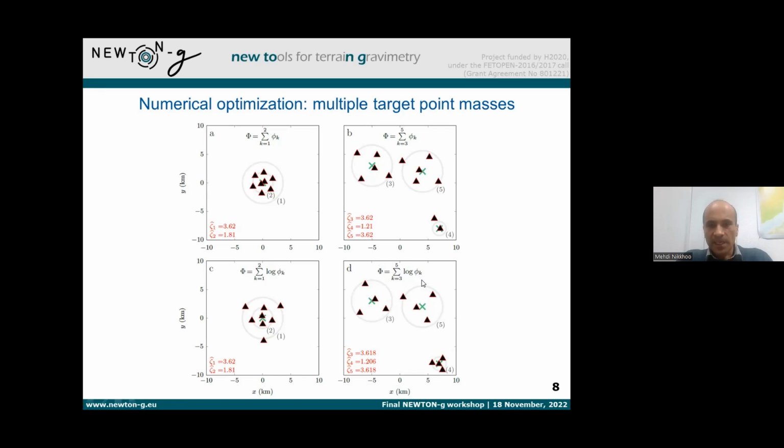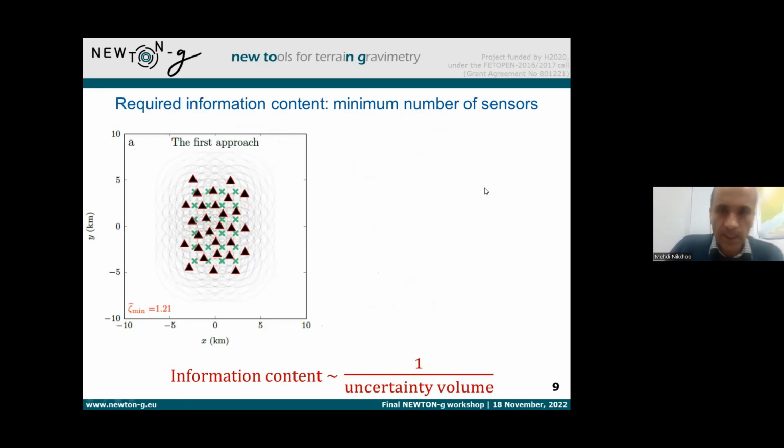The next problem that we want to address is finding the minimum number of gravimeters for a network. So in this case, the target volume in which we have all our point masses is an area represented by these green crosses again. It is a rectangular body. The shallowest point sources are at 2 kilometers, and the deepest ones are at 6 kilometers.